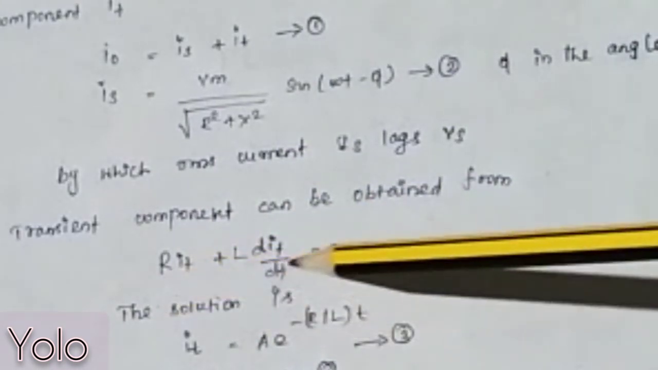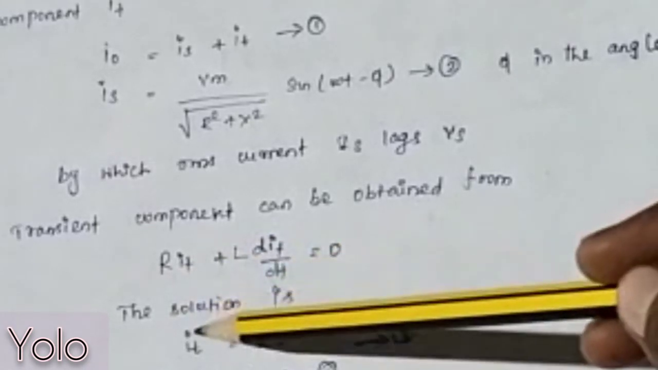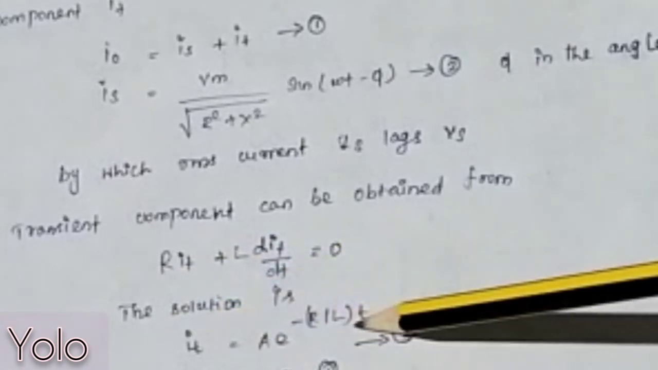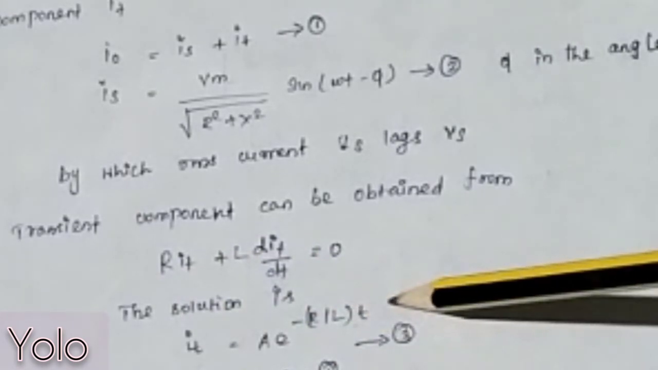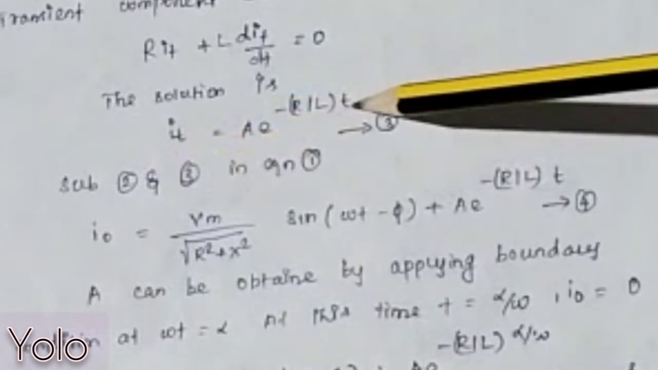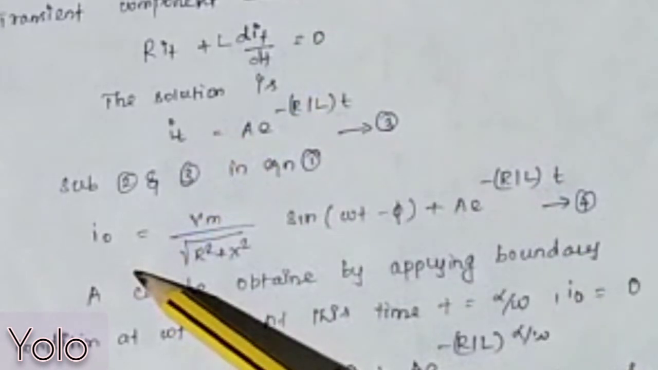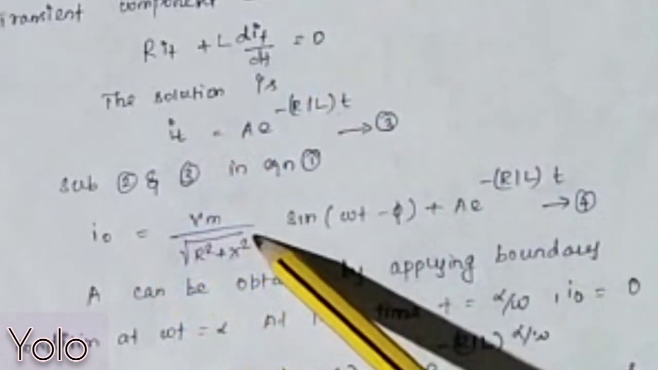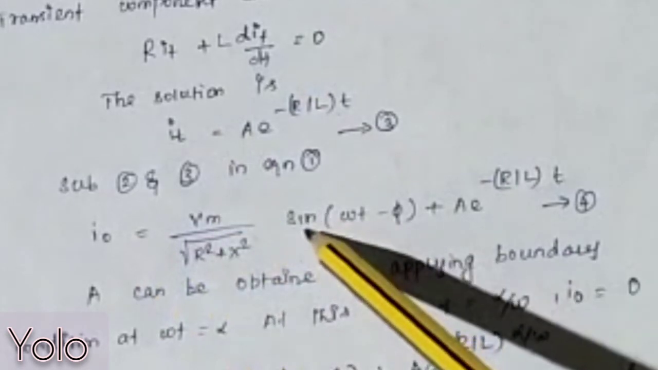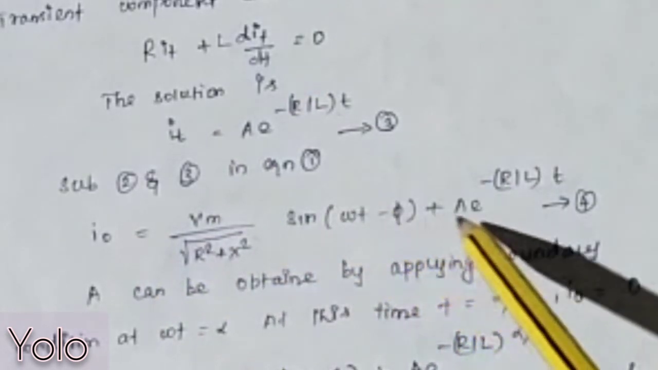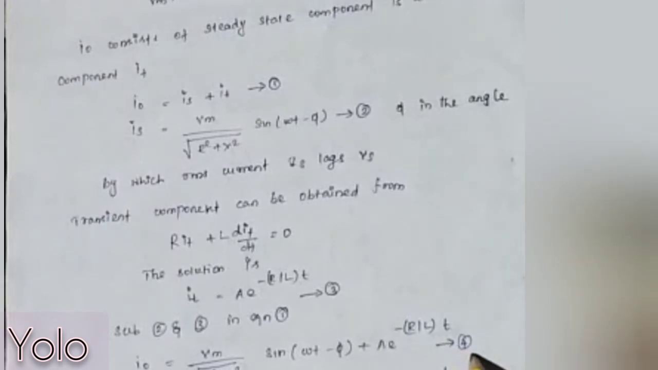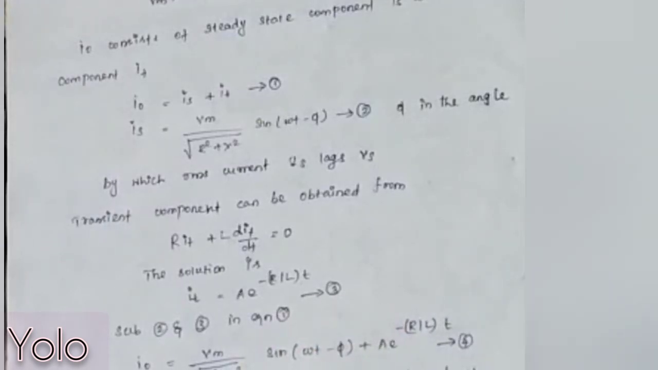The transient component can be obtained from R It plus L dIt divided by dt equal to 0. The solution is It equal to A e power of minus R divided by L into t. So now substitute equations 2 and 3 in equation 1. We get I0 equal to Vm divided by root of R squared plus X squared, sin omega t minus phi, plus A e power of minus R divided by L into t. This is equation 4.